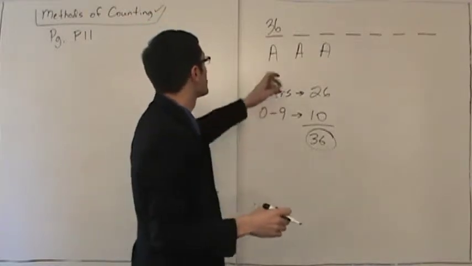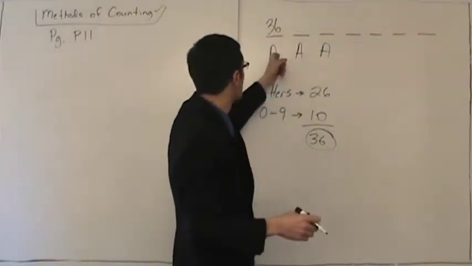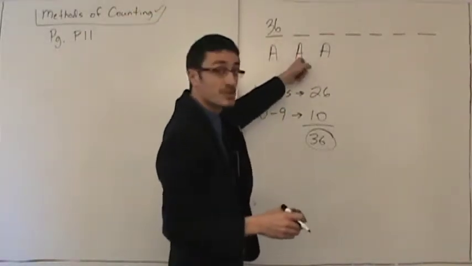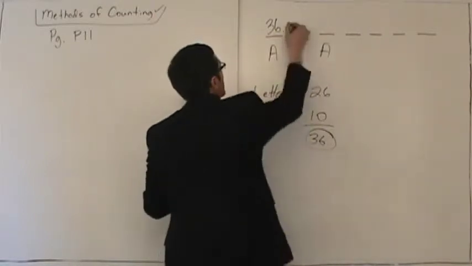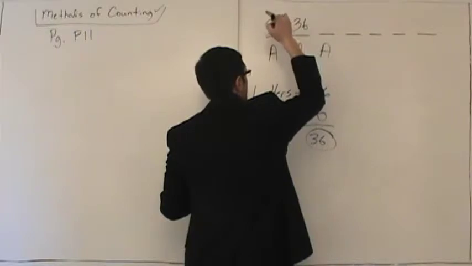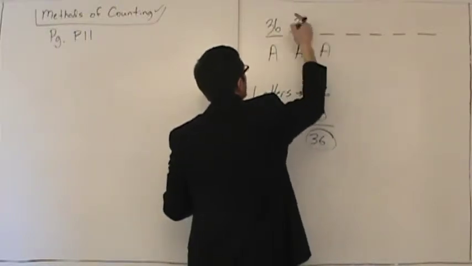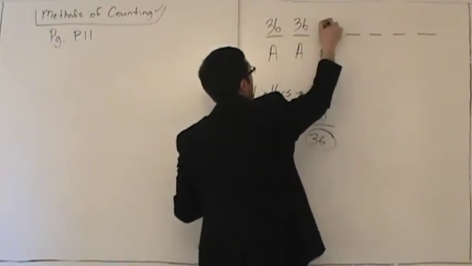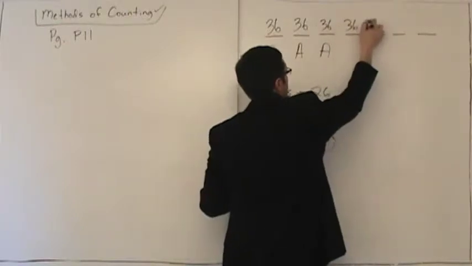Now, since they can repeat, if we chose A for the first, can we still choose A for the second? Yes. So how many options do we have for the second? We still have 36. And can we repeat again? Absolutely. So we have 36 times 36. How many options for the third? Still 36, still 36, still 36.